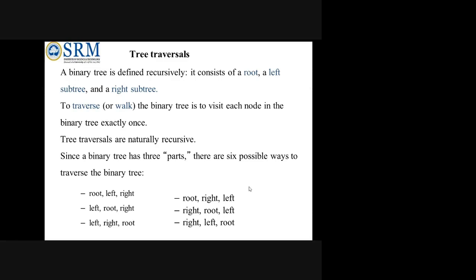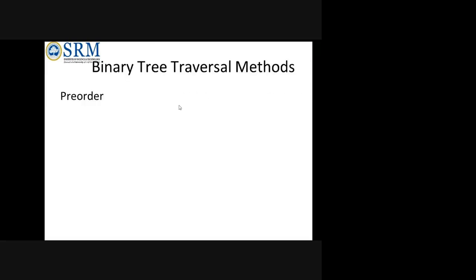I can travel in any way, but practically here we are going to see only 3 types of traversals. The 3 types are called pre-order traversal, in-order traversal, and post-order traversal. Only these 3 are important. Additionally, I will tell you what level order is. These 3 are taken as your tree traversal methods.